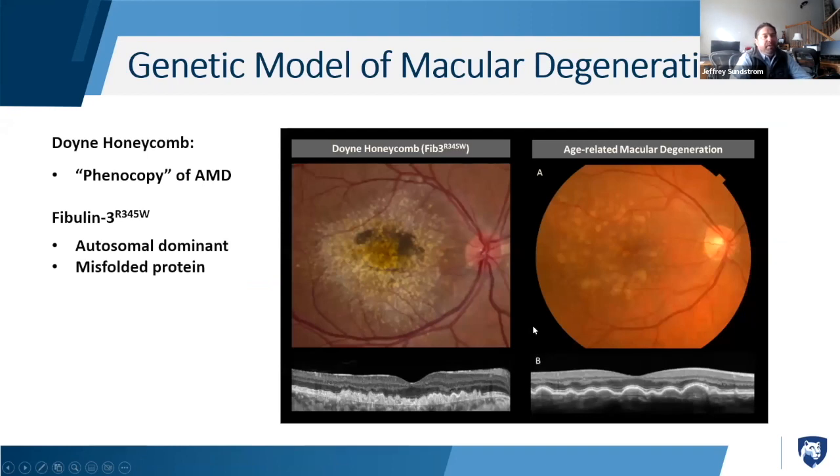So getting back to the fibulin protein I mentioned earlier, age-related macular degeneration is a very complex disease, with 34 genetic loci. We've chosen to work with a simple model, which is a phenocopy of AMD. It's an autosomal dominant inherited macular dystrophy caused by a single point mutation in the fibulin 3 protein. Fibulin 3 is a secreted extracellular matrix protein, and this mutation is thought to cause misfolding and inefficient secretion.